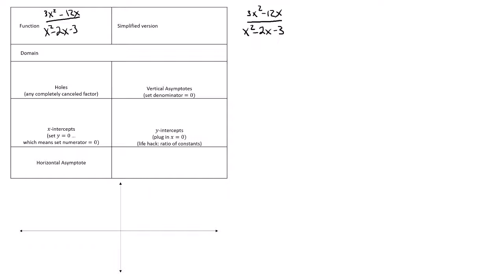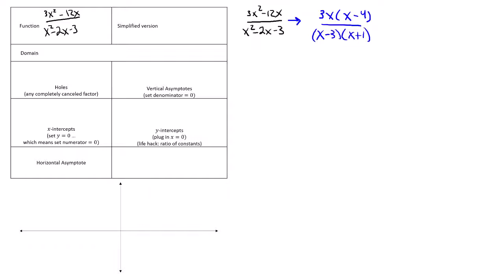So we have this function, again, a random function that I just pulled off from online. First thing we want to do is factor. So in the top I can pull out a 3x, and I'm going to be left with x. Sorry, some technical difficulties there. And then in the bottom, I can factor this into x minus 3, x plus 1.